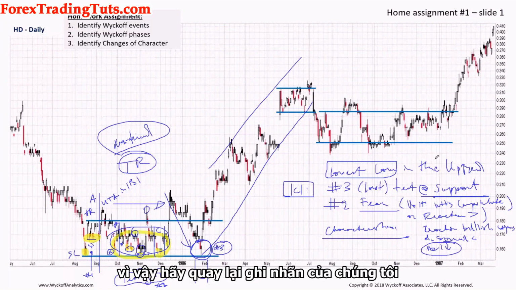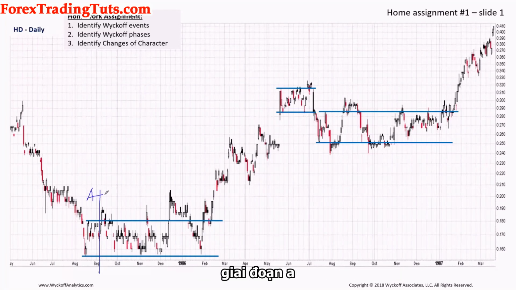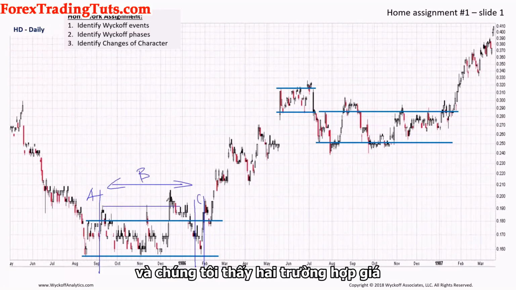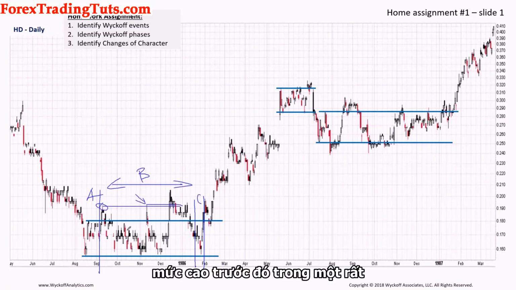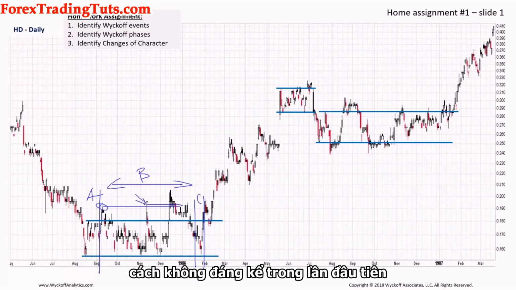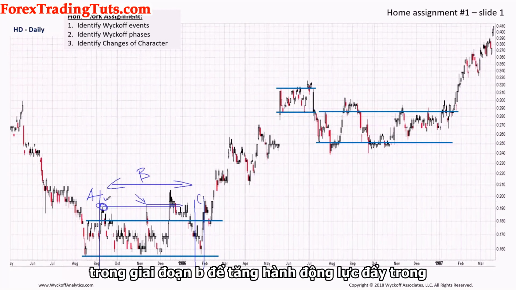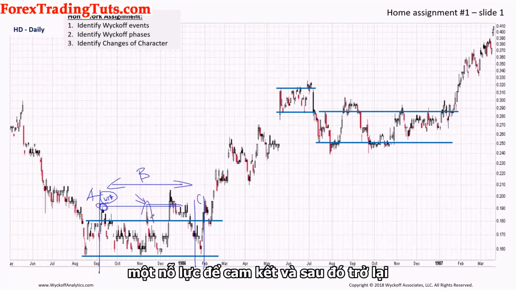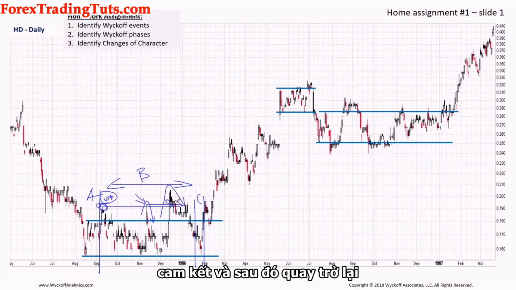Okay, so let's come back to our labeling. Phase A, phase C, so everything in between is phase B. And we see two instances where the price overcomes the previous high in a very insignificant way. The first time it tries to commit to the upside. Actually, the first time was here in phase B, so upthrust action in phase B. Then the second time it's just an attempt to commit and then the return. And then the third time there is a commitment and then a return back. So all of those instances are going to be upthrusts.